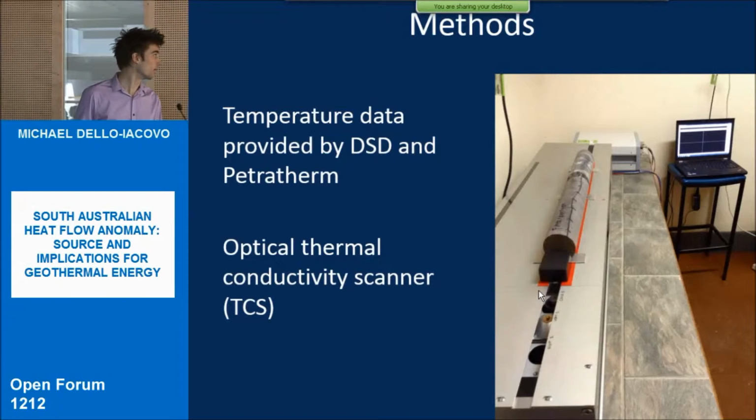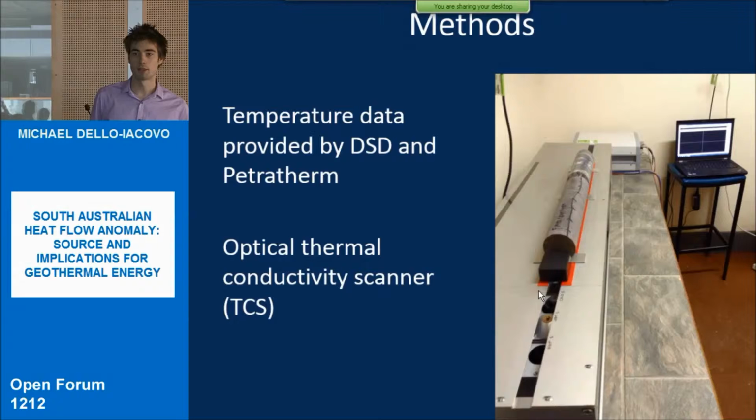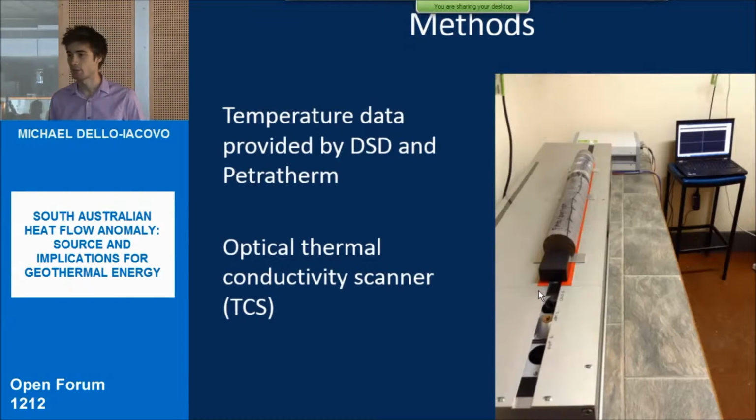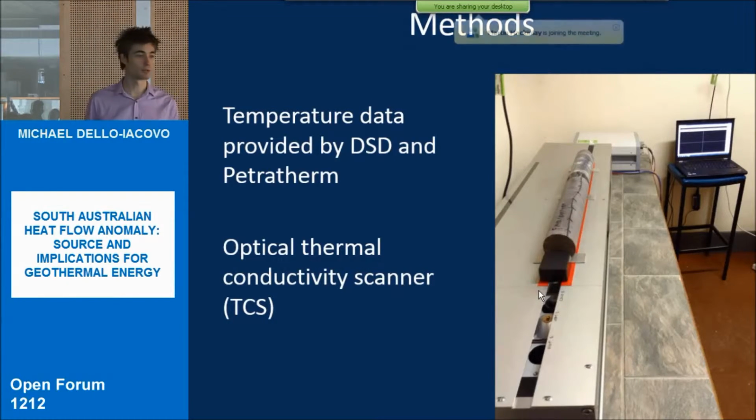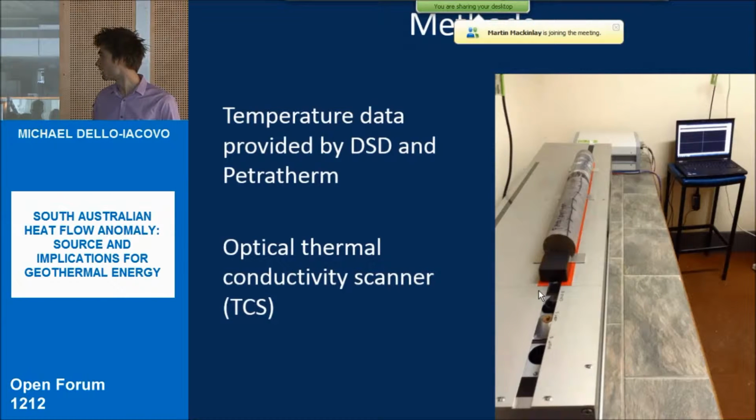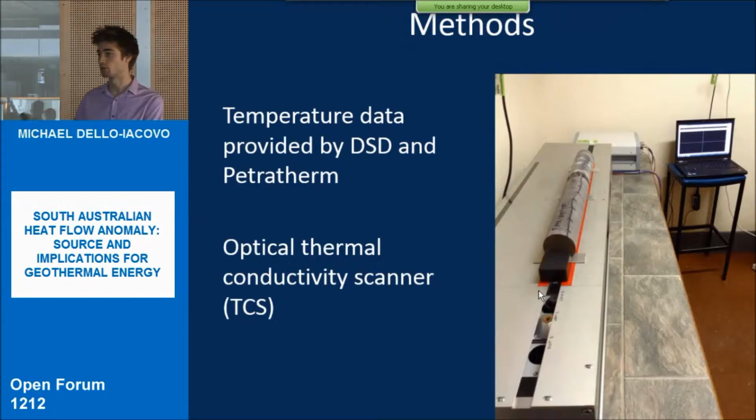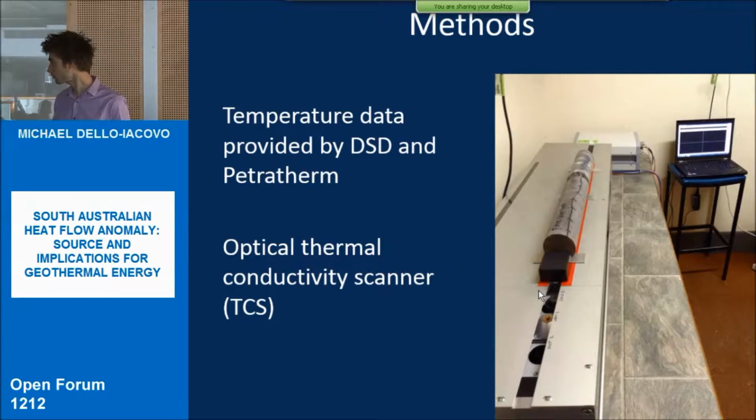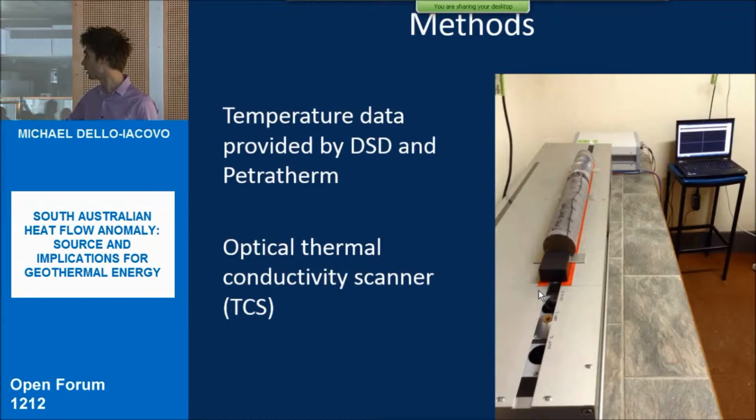So methods. We took temperature data provided by the Department of State Development and Petrotherm, and we made our own thermal conductivity measurements using an optical thermal conductivity scanner, or a TCS, and that's just this apparatus on the right here. So we've put our drill core samples on top of this conveyor belt, surrounded on either side by standards of known thermal conductivity for calibration. And the way this device operates, we've got a temperature source here, and on either side we have 2 temperature sensors. So this apparatus will move along underneath the drill core.